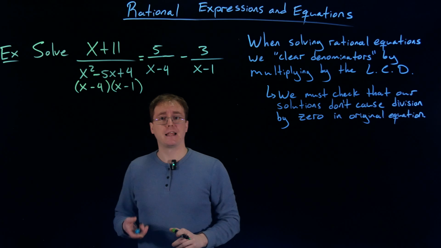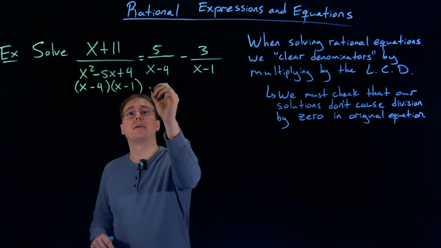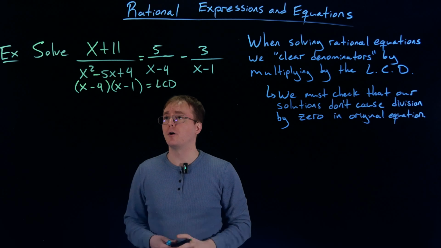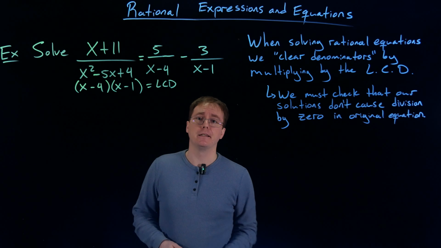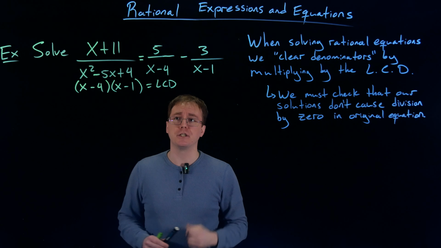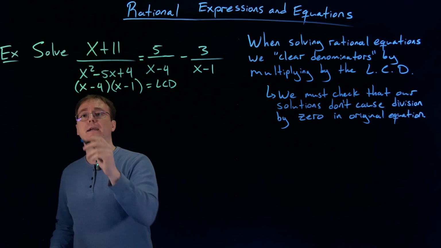And so now that we have factored that first denominator, we can see all the factors of all the denominators, and our LCD actually is just that first denominator in its factored form, (x − 4)(x − 1). And so our next step is to multiply both sides and all the terms in our rational equation by that least common denominator, (x − 4)(x − 1).